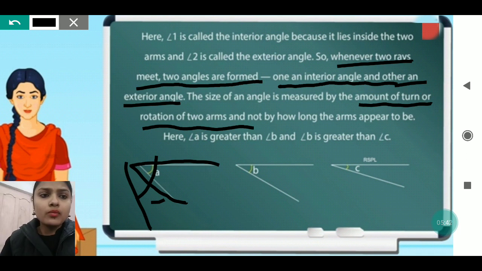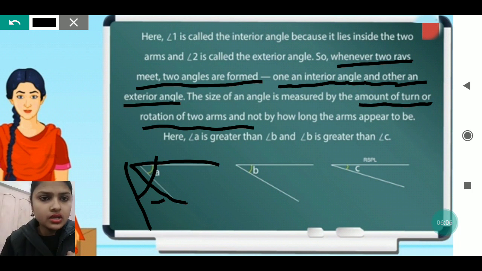By how long the arms appear to be, it means how long it is. Whatever the measurement, when the arms can be stretched out, whatever the length you are getting, that is called the length, that is called the measurement of that.